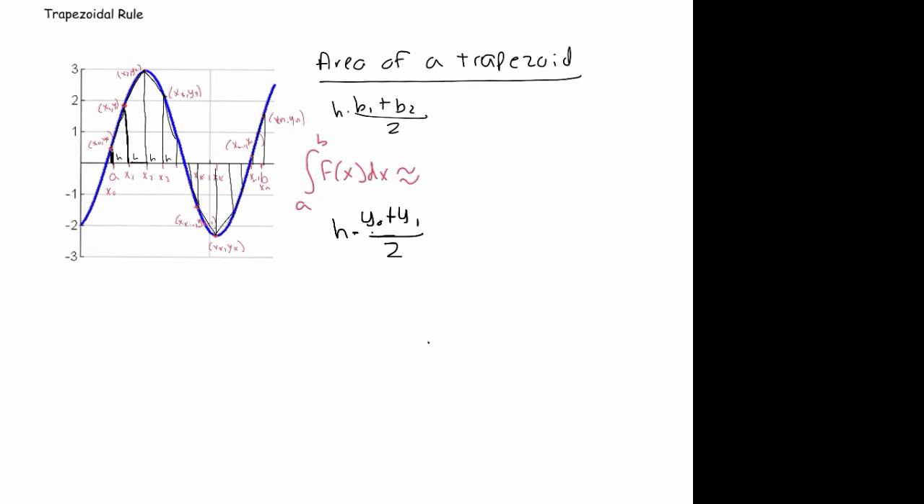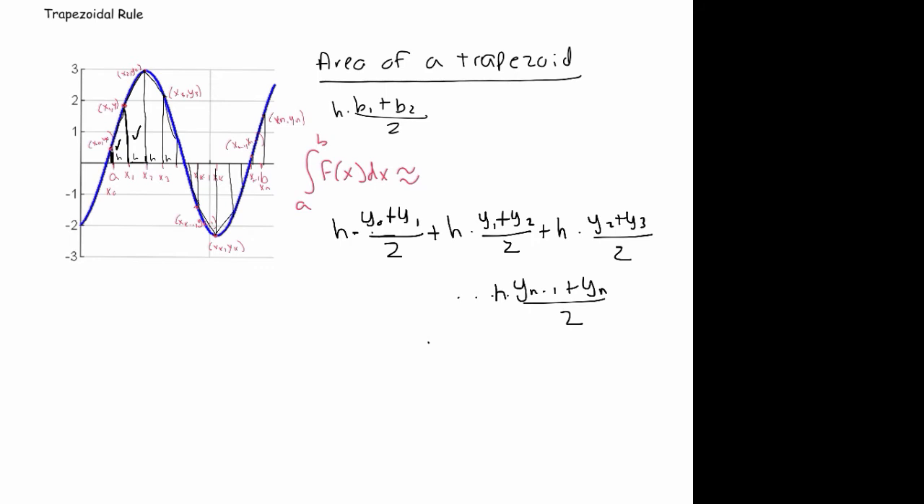So that's the first trapezoid. The second trapezoid is going to be the height times its bases, which is y1 plus y2 over 2. Right? And so we just continue in that way. The next one's going to be h times y2 plus y3 over 2. All the way up until the last one, which will be h times y sub n minus 1 plus y sub n divided by 2.